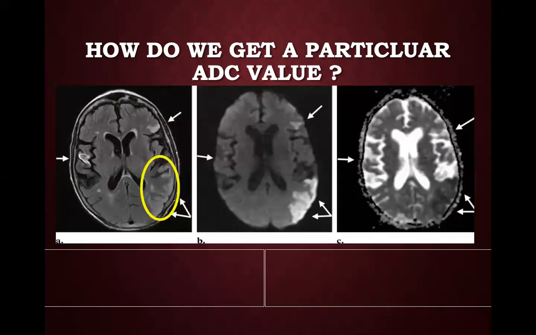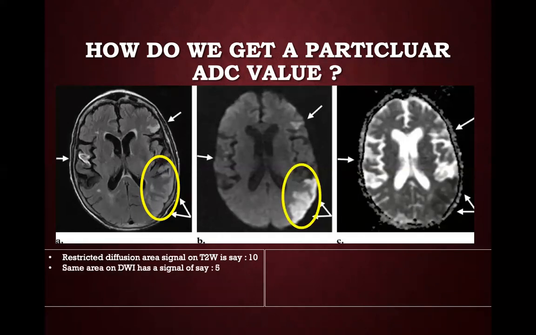Now, if I take this area, the signal from T2 is 10. From the same area, DWI gives a signal which is, say, 5. So the ratio is 5 by 10, which is half, 0.5. The negative logarithm will be 0.7. This is the ADC value.